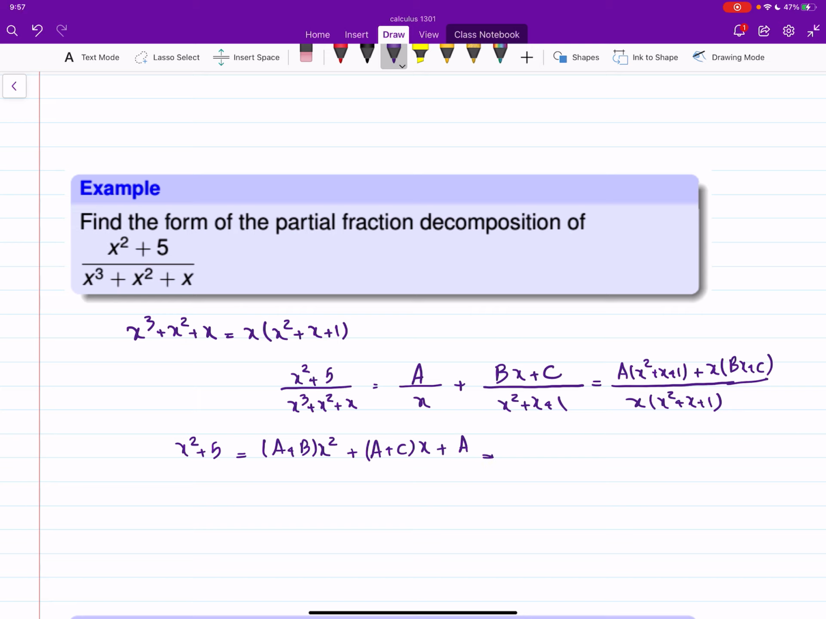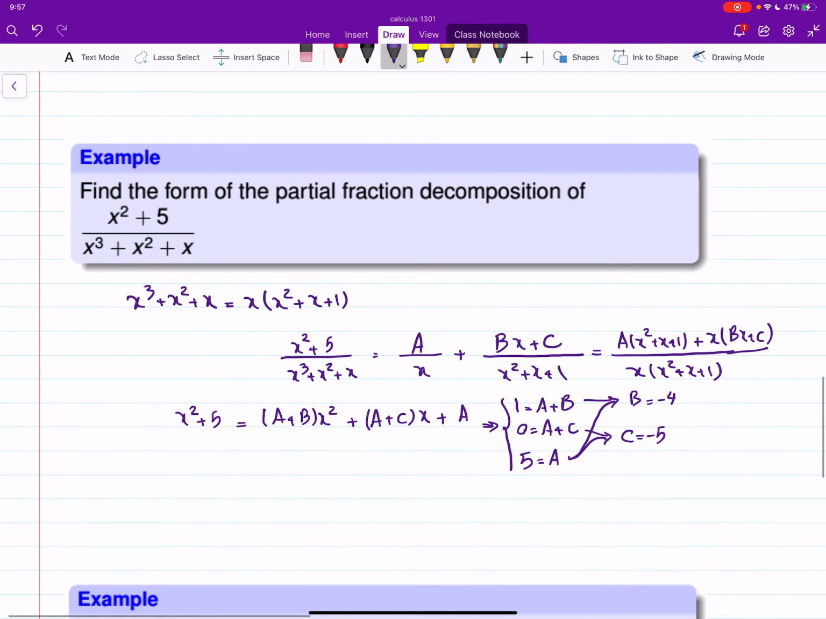And right from there, now we can get three equations. The coefficient of x squared on the right hand side is a plus b, on the left hand side it is 1. A plus c is the coefficient of x, on the left hand side it is 0, and a is the constant on the right hand side, on the left hand side it is 5. So now you can go ahead and do this. So a is 5, then c must be negative 5, a is 5, then b must be negative 4.